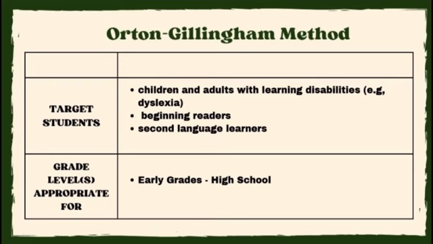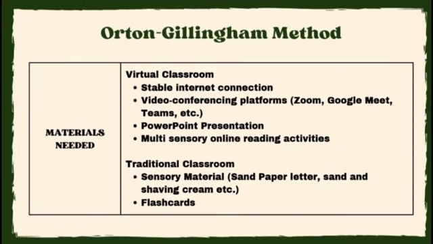The target students in the Orton-Gillingham method are children and adults with learning disabilities, for example dyslexia, beginning readers, and second language learners. The grade level appropriate for this method is early grades to high school. The materials needed, especially in the virtual classroom, require a stable internet connection, video conferencing platforms like Zoom, Google Meet, Teams, etc., a PowerPoint presentation, and multisensory online reading activities. For the traditional classroom, it needs sensory materials like sandpaper letters, sand, and shaving cream, etc. Lastly, we have to provide flashcards.